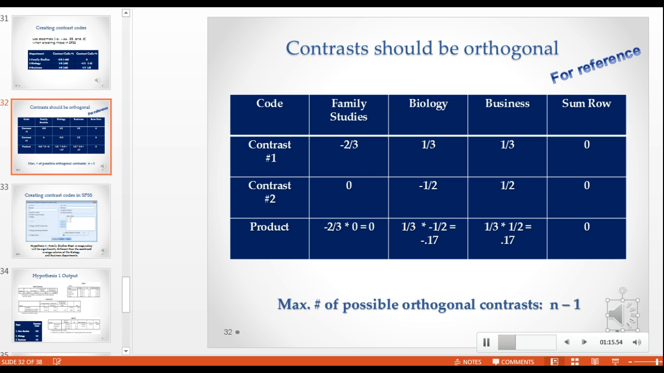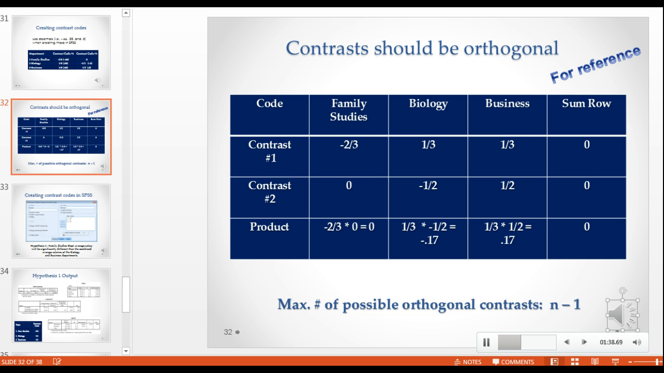So we're contrasting the family studies group against the other two. That should be clear to you when you just look at the weights: what the research question or the hypothesis is, just by looking at those weights. Since family studies has a different weight than the other two, we have a hypothesis that that group is going to differ from the other two.